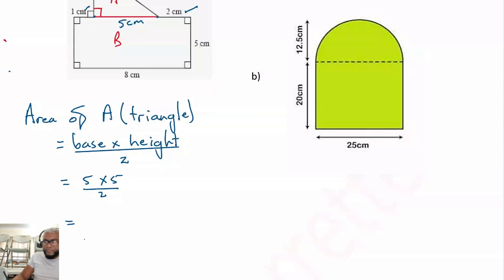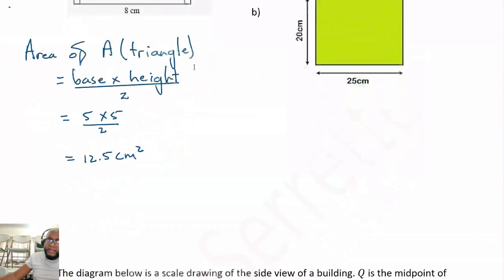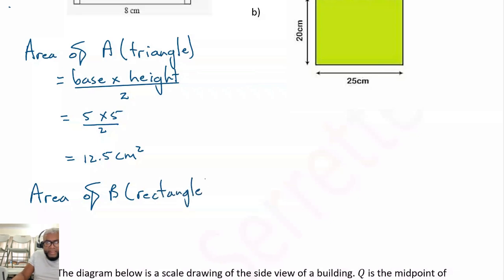Roscoe, what are you getting here? 12.5. 12.5 centimeters squared is the area of the triangle. Let me deal with the rectangle now. What do you get for the area of B, which is a rectangle? I multiplied 5 by 8 and got 40 centimeters squared, sir. Right, 5 multiplied by 8 gives 40 centimeters squared.